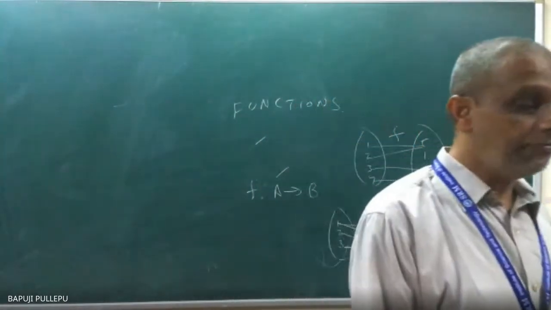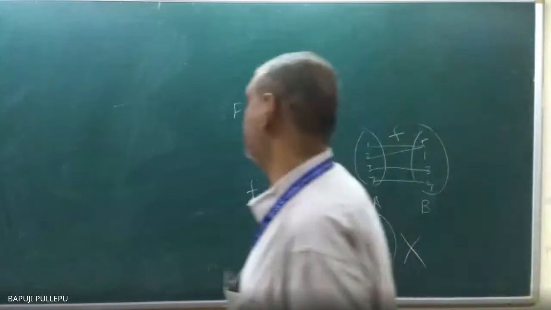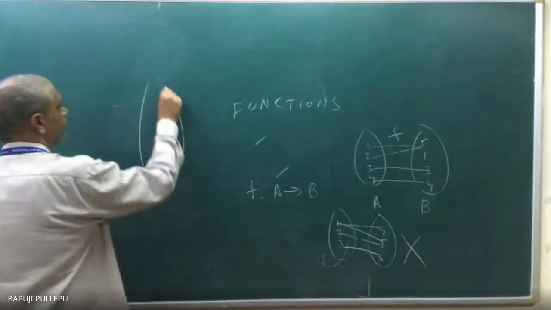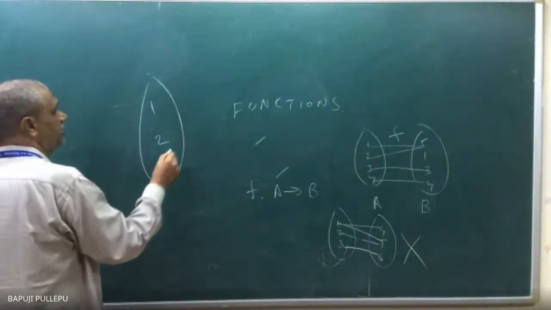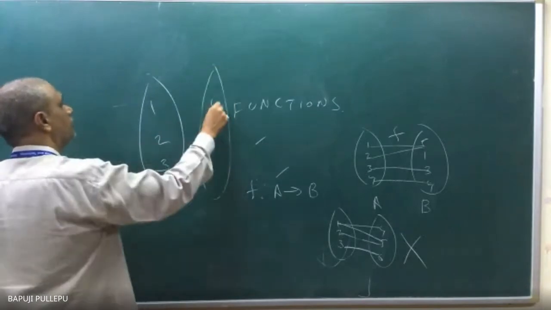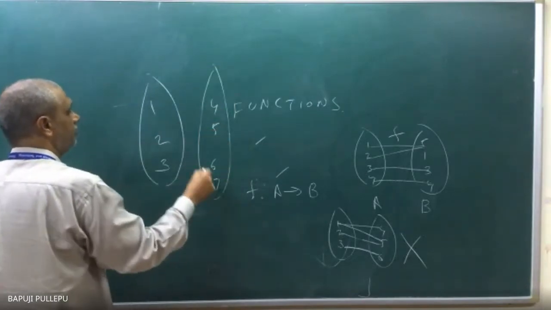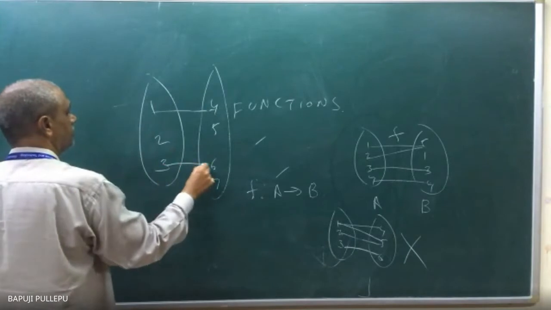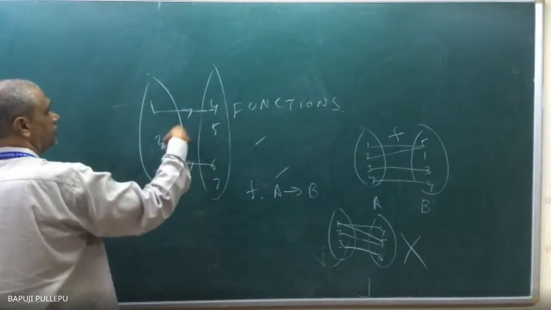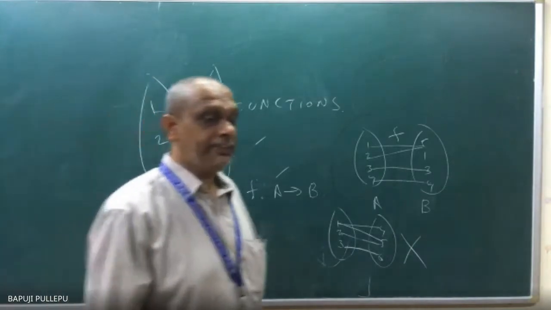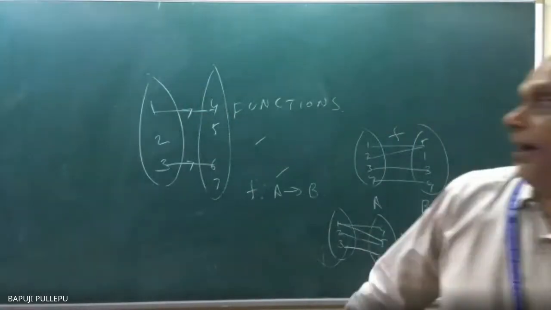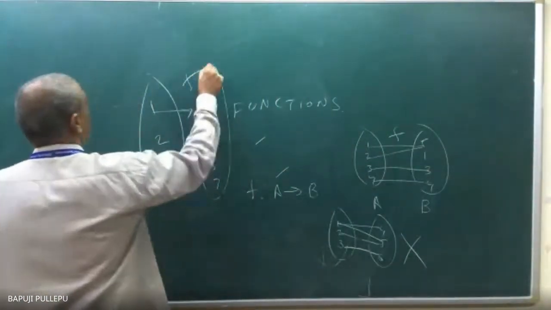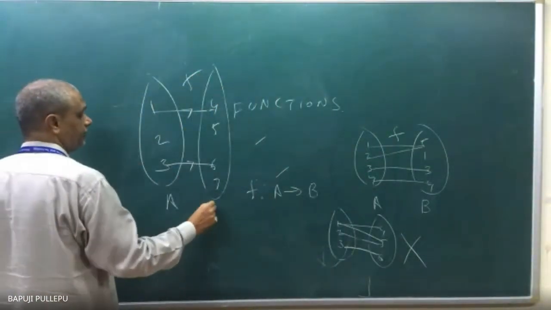Correct? So you can see everything. Now I will give another example: 1, 2, 3 and 4, 5, 6, 7. Is it a function or not? See, F maps, sorry, I want to tell you, F maps A to B.